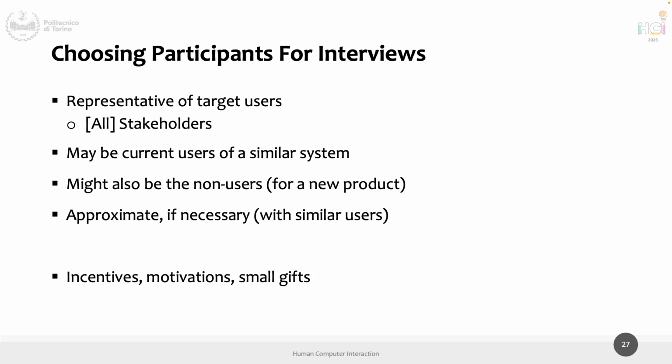And to do an interview, the first step is to choose who to interview. So you should pick people that are representative of target users. So if you are doing something, let's say that you want to do something for Politecnico students in a classroom like this. Which are the target users?